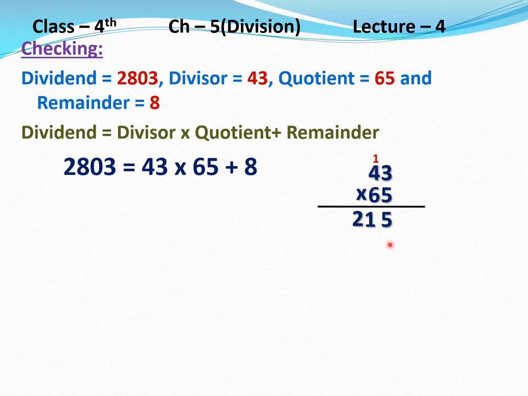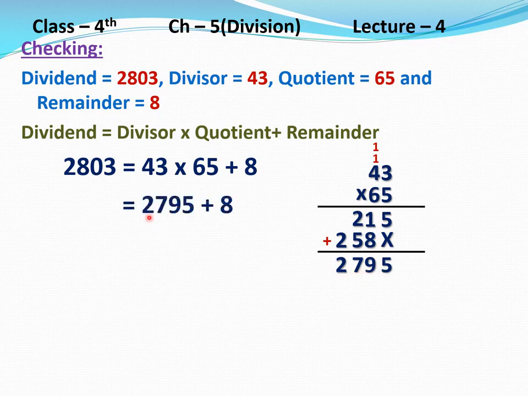Now put a cross here. Now multiply 43 by 6. See, 6 3s are 18, write 8 here and 1 carry. 6 4s are 24 plus 1, 25, write 25 here. Now we will do addition. Write 5 here. 1 plus 8, 9, write 9 here. 2 plus 5, 7, write 7 here and write 2 as it is. 43 multiply 65 equal to 2795.